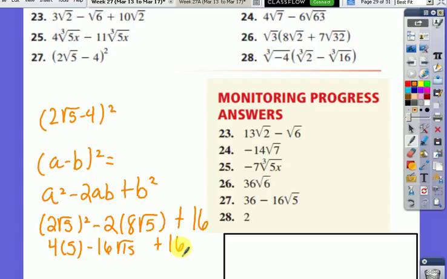Well, 4 times 5 is 20. Oh, root 5. Thank you. So, thanks, Addie. 4 times 5 is 20. 20 plus 16 minus 16 root 5. 20 plus 16 is 36. That's where they got that 36. Minus 16 root 5. We're going to take all day on Monday to practice these.